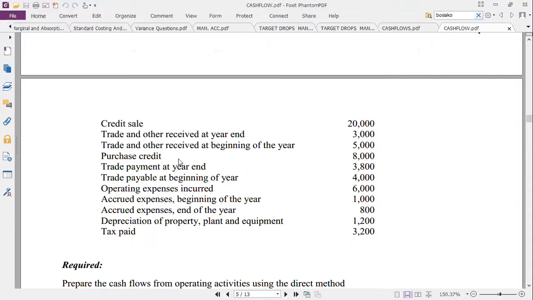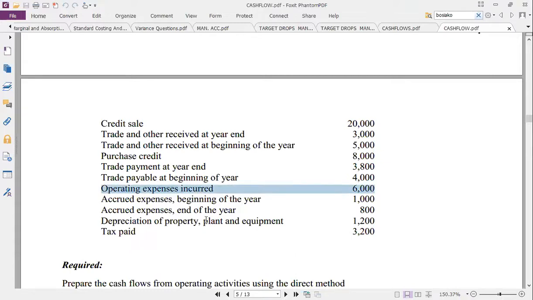Accrued expenses at the beginning, at the end of them are there. Depreciation of PPE. Good. So it means that the expenses incurred include depreciation. Operating expenses include what? Depreciation. So what do we have to do? We have to take it off to get the operating expenses paid. So the operating expenses of what?